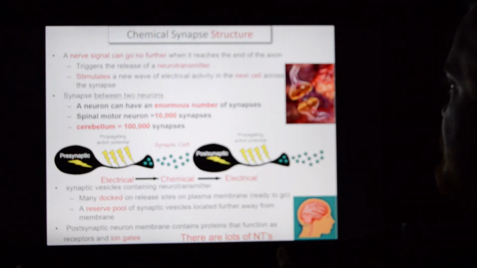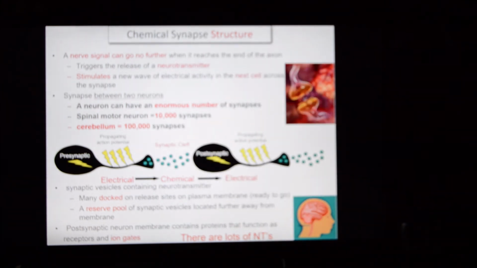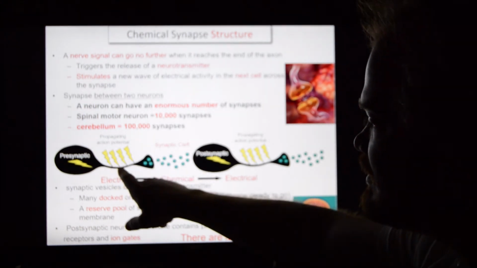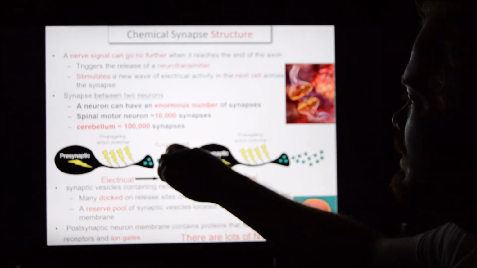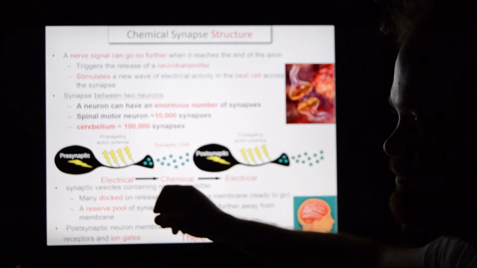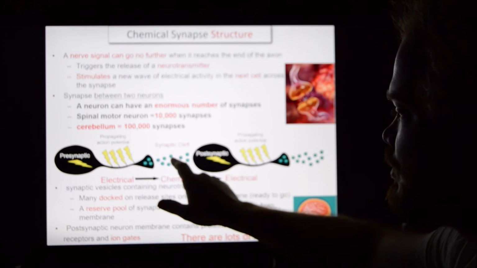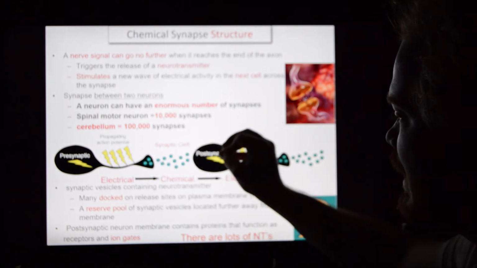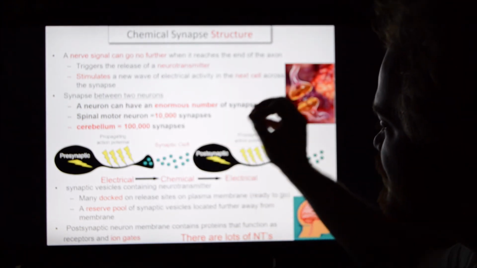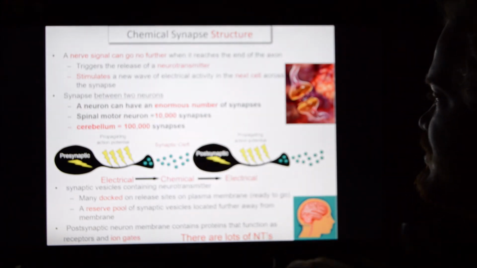Alright, now then, a nerve signal can go no further once it reaches the end of the axon, the axon terminal. When a stimulus goes down the length of the axon and hits the axon terminal, it cracks open synaptic vesicles and releases neurotransmitters into the synaptic cleft, which then bind to what we call a postsynaptic neuron, stimulating that postsynaptic neuron.